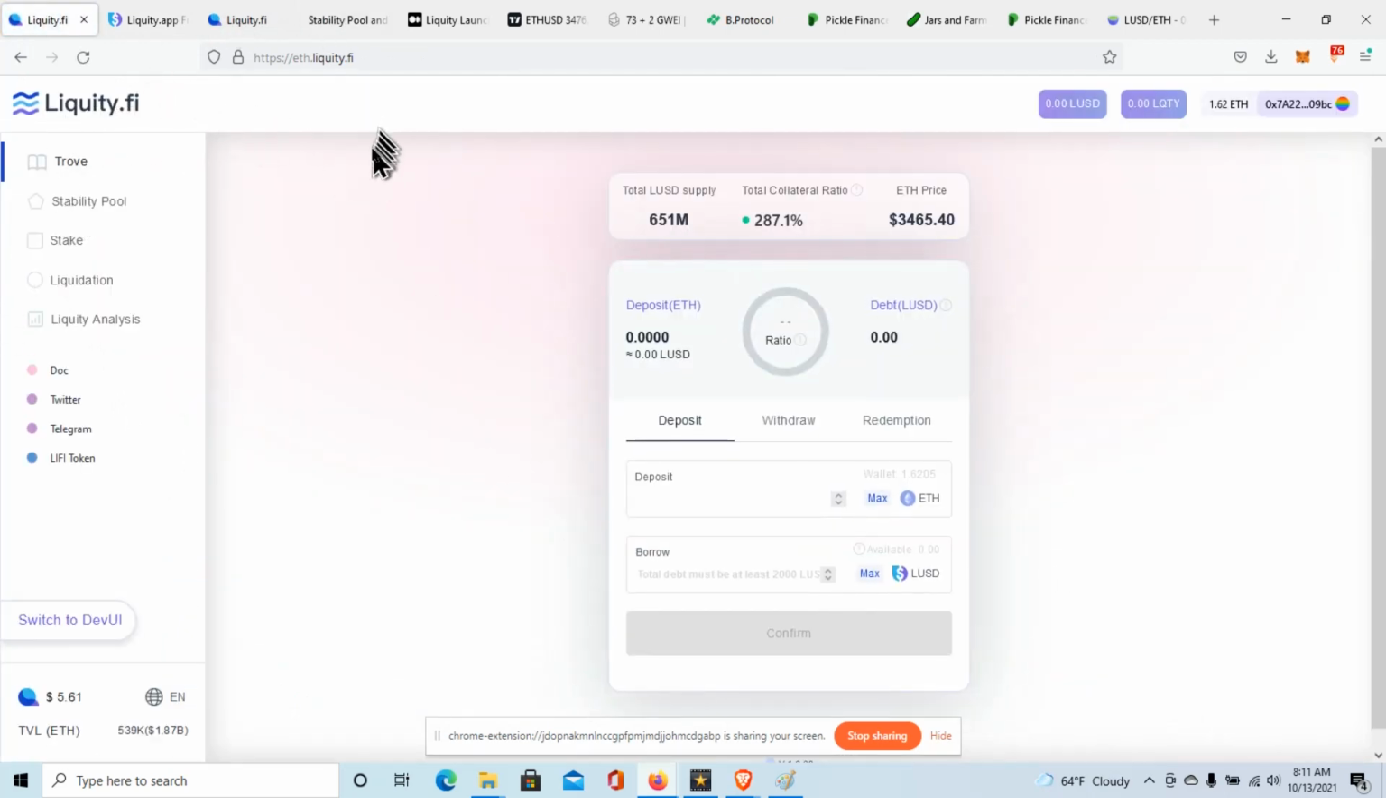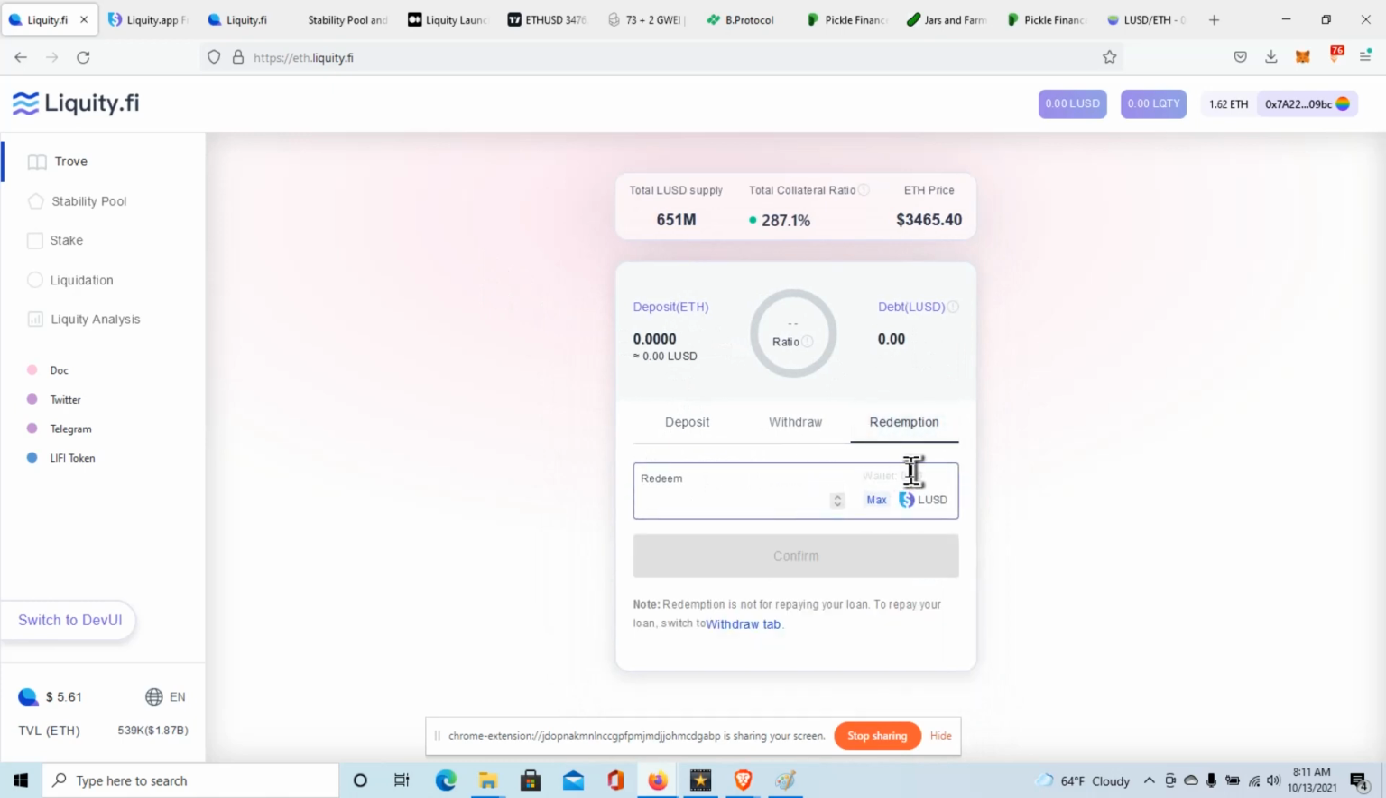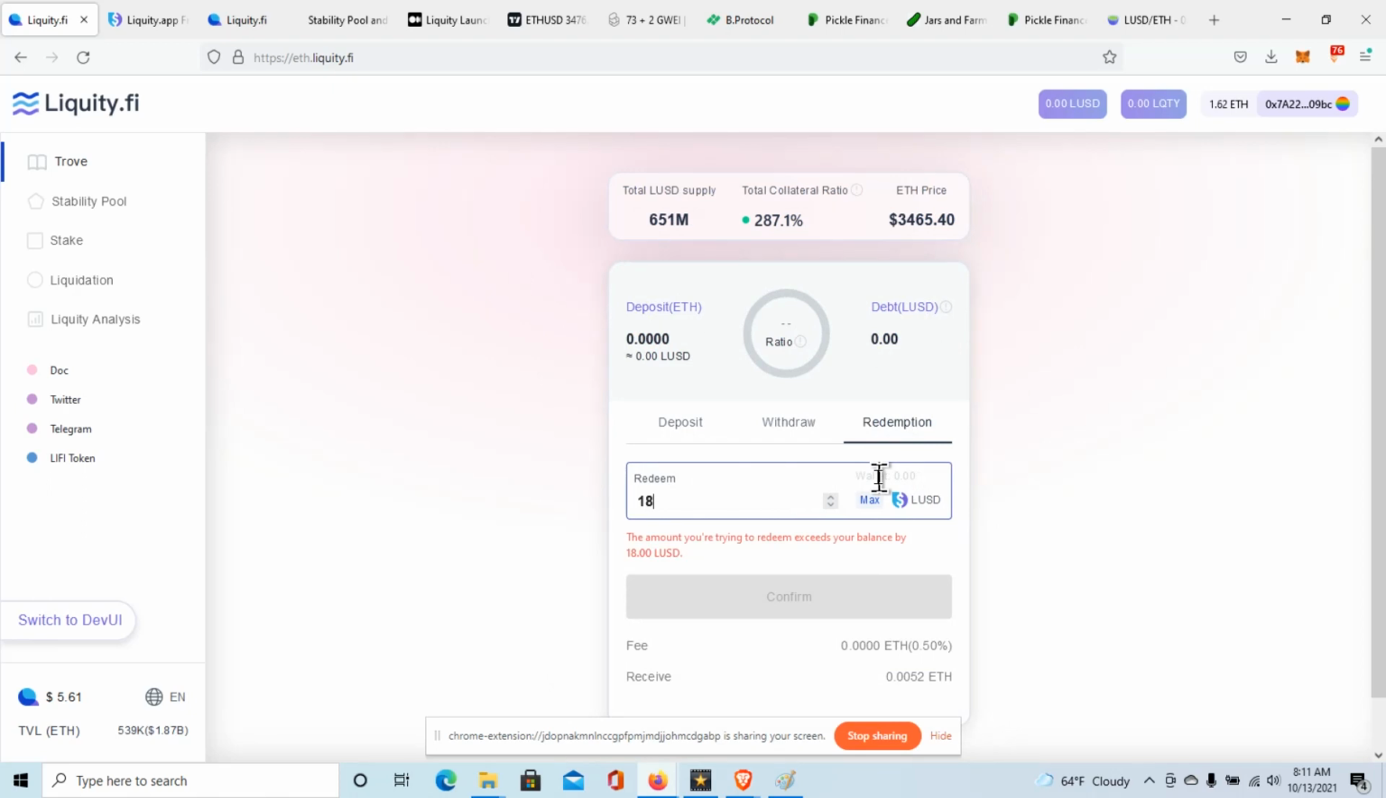And LQTY, this front end, interacts with the same smart contract. You're going to see your trove here. If you're connected to this UI, you're going to see the same numbers. Everything's going to be the same. You go to the redemption feature, and you can redeem your 1,800 LUSD for exactly $1,800 in ETH, as the Chainlink Oracle says it is, right?